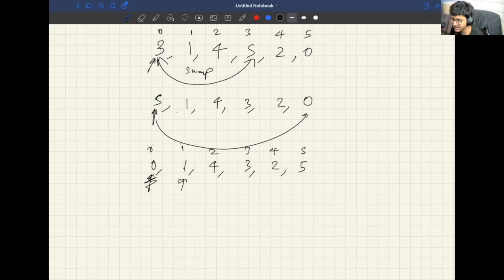Is 1 at the correct index? Yes, move ahead. Is 4 at the correct index? No, swap. So 0, 1, 2, 3, 4, 5.